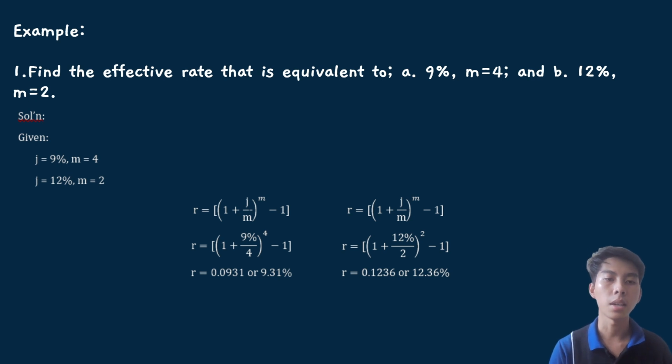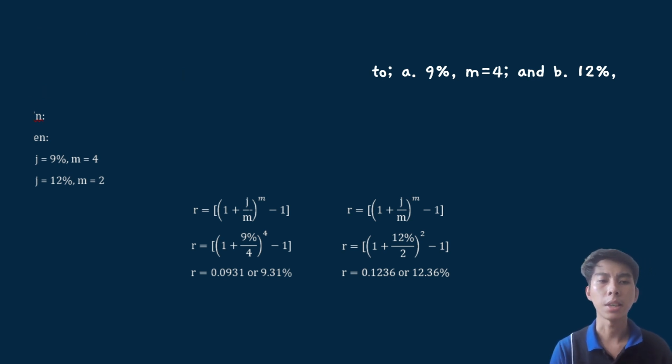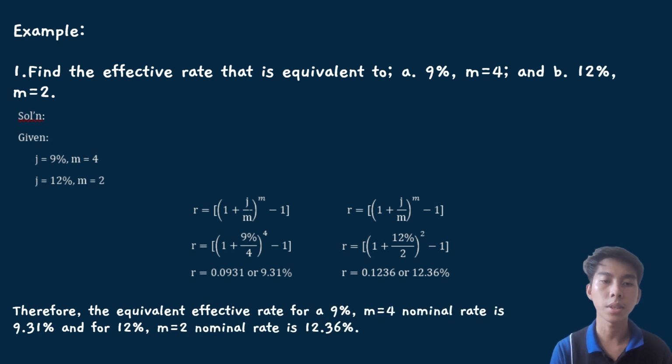And for our next condition, when J is 12% nominal rate and our conversion is 2, we have R = (1 + 12%/2)^2 - 1. That gives us the result of 0.1236, or 12.36%. Therefore, the equivalent effective rate for a 9% nominal rate when M is 4 is 9.31%, and for a 12% nominal rate when M is 2 it is 12.36% effective rate.